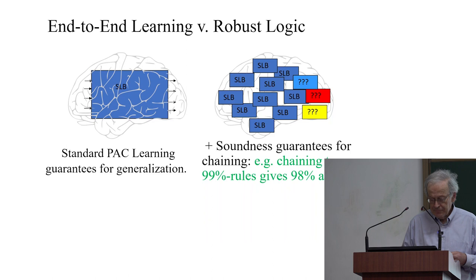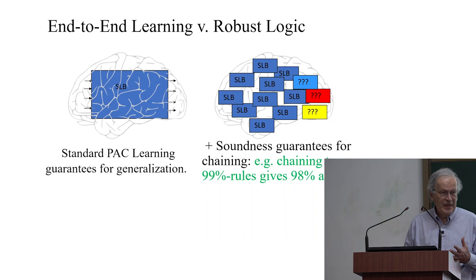So if you chain together two rules which you know to be true to 90%, what can you hope? Well, you hope that it'll be true maybe to 98%. Okay, so soundness will be defined in this probabilistic sense. So I basically impose on logic the basic semantics of machine learning. Okay, and that's about the best you can hope for. But you want to be able to do this in a principled way.